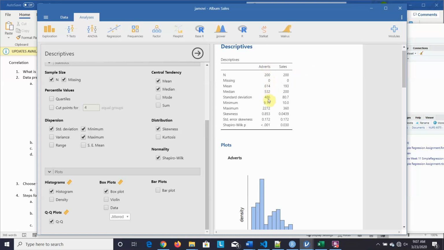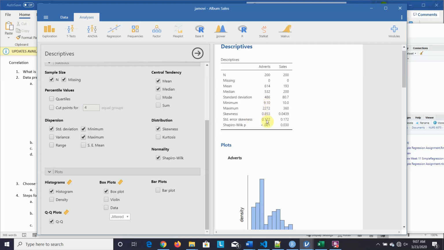Means and standard deviations. The standard deviation is almost as big as the mean for adverts, so it's fairly spread out. Not quite as spread out for sales. We've got a good range on both of those. So, skewness and standard error of the skewness.